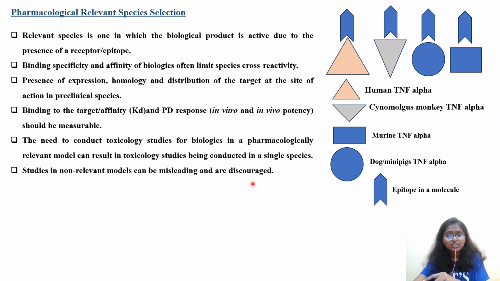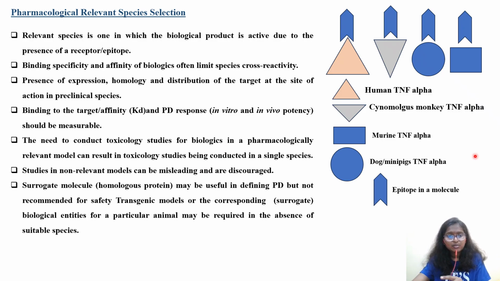Okay, monkey might have that particular receptor. Getting my point. Surrogate molecule may be useful in defining pharmacodynamics but not recommended for safety. Transgenic models or corresponding surrogate biological entities for a particular animal may be required in the absence of suitable species. Whatever they are saying is that in case we don't have any species like mice, rat, rabbit, or dog, monkey, any of these species are not responding to our drug, in such cases you can go for surrogate data, or else it is not recommended. That is what it is trying to say.